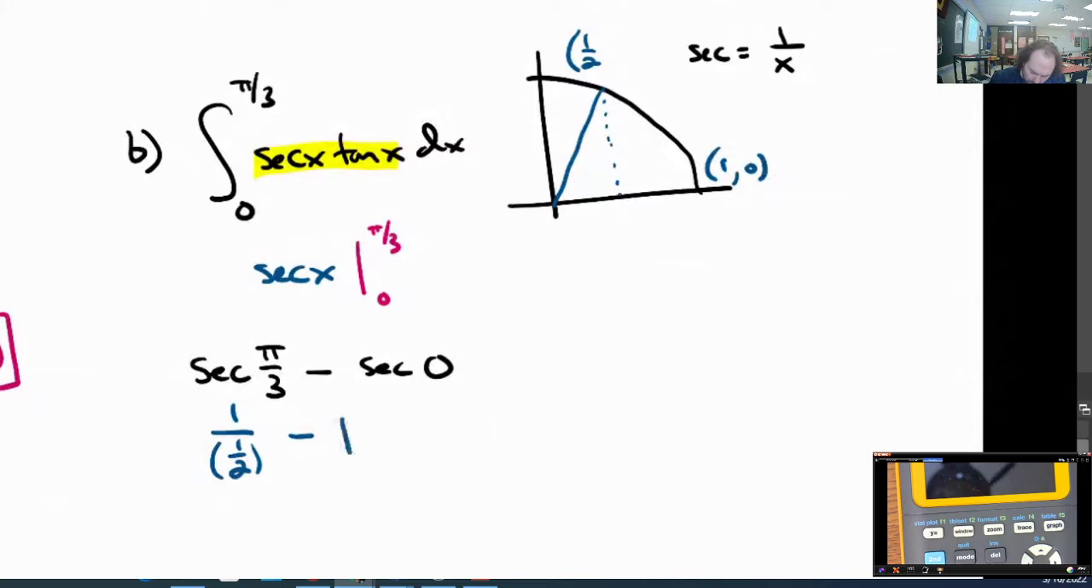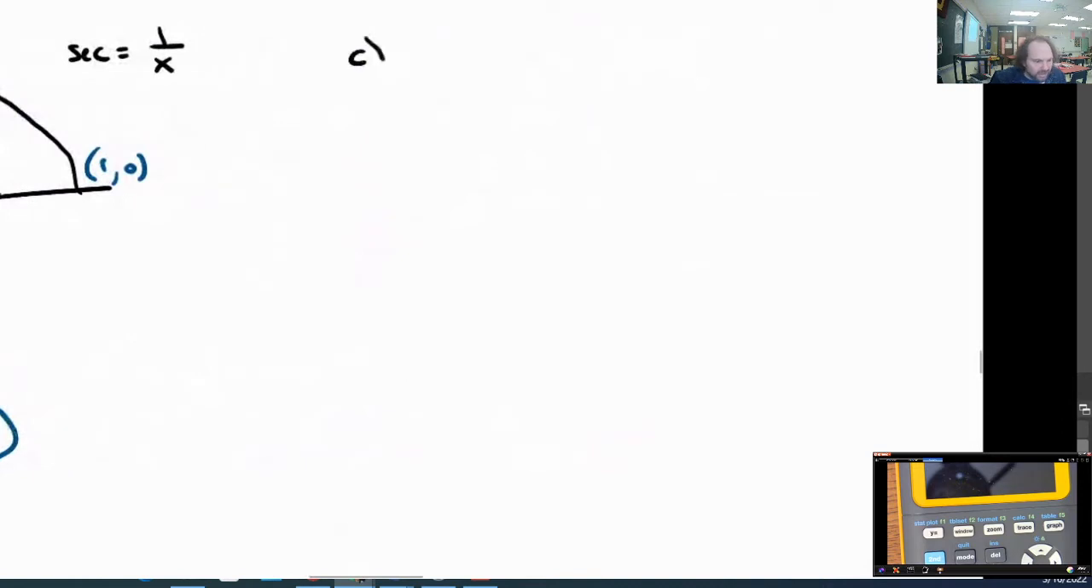So this is 1. And so what we're going to end up having here is 2 minus 1, which equals 1, which is what the answer guide said it was a minute ago. See, pretty cool. Cool. Question C is going to ask us to do the integral from 9 to 25 of the square root of x dx.